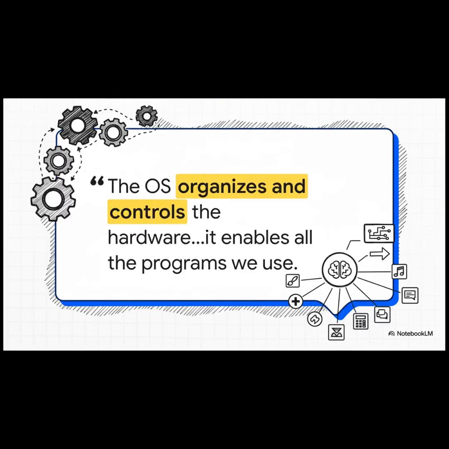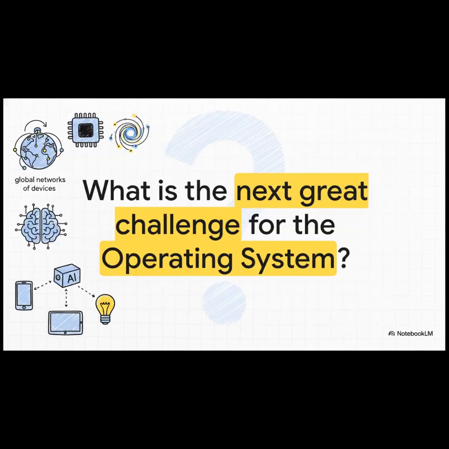And this really says it all, doesn't it? The OS is that invisible foundation. It's the master coordinator that makes literally everything else you do on your computer even possible. It's the software that makes all the other software work. So we've gone from managing one simple job at a time to juggling billions of processes across global networks. The scale is just mind-boggling.